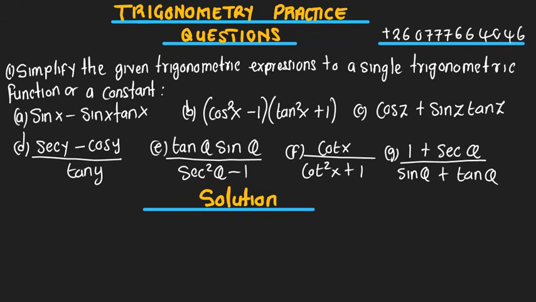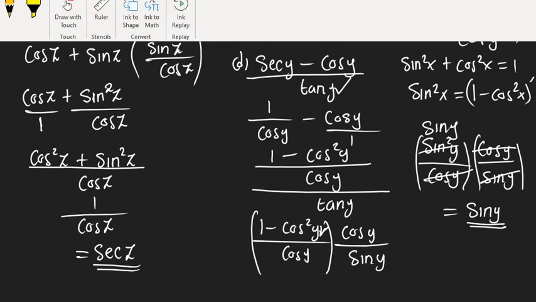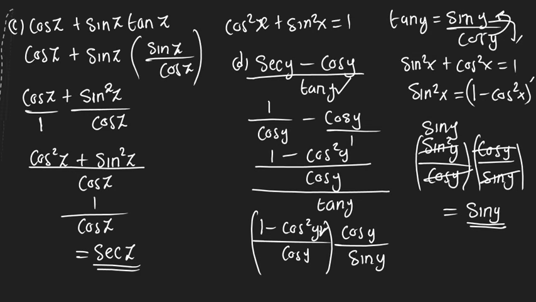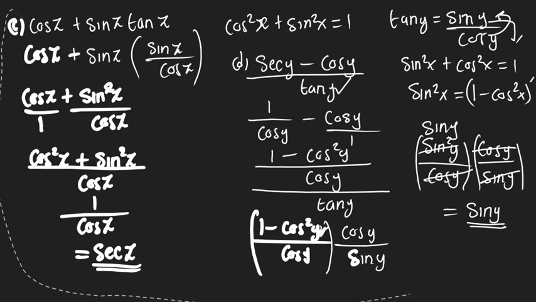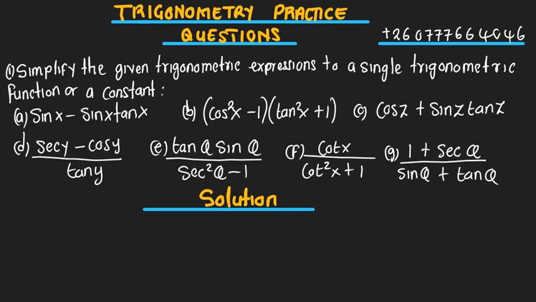Let's check what we have. We solved E. E looks complicated, but it is actually the simplest amongst what we have solved. Now let me show you how E is actually the simplest. Let me wrap the board. Look at this. E is simply tan theta sine theta, okay?